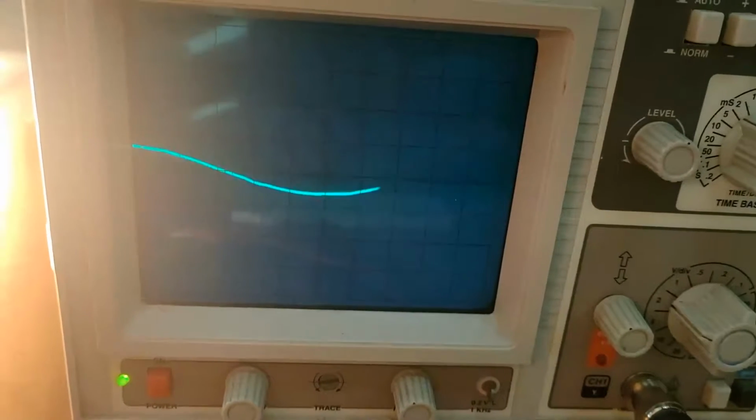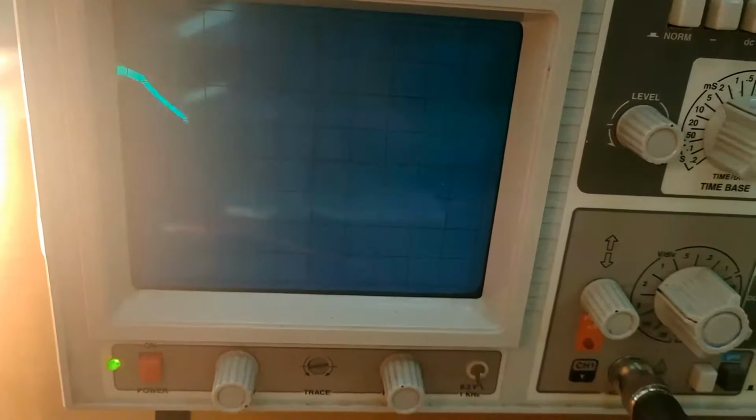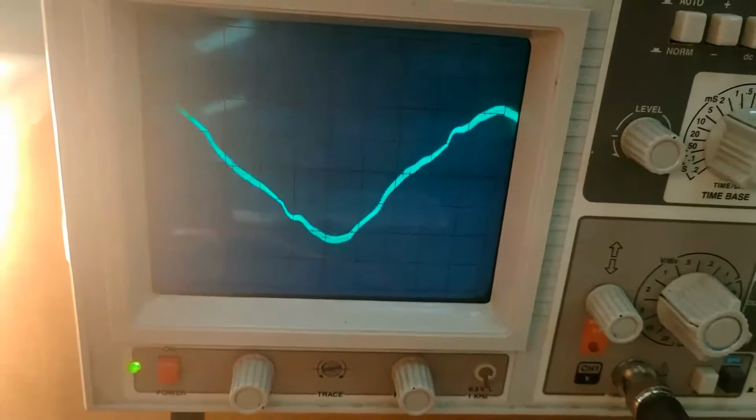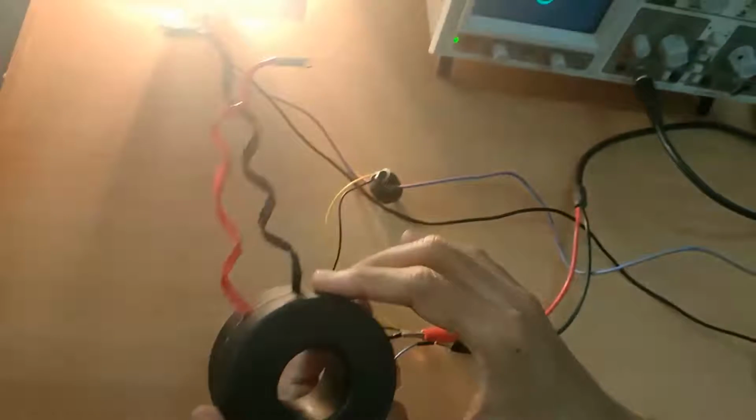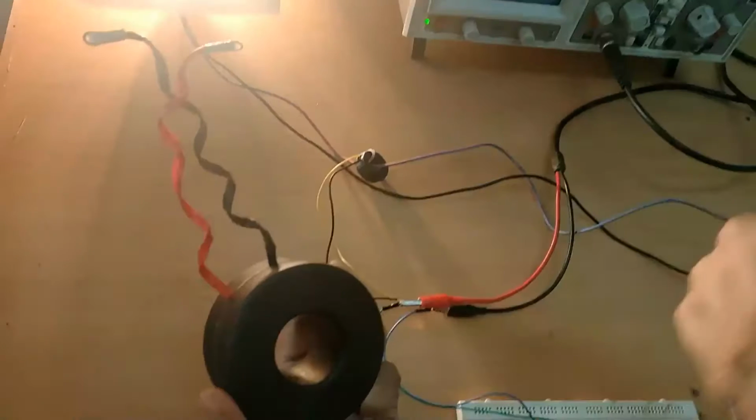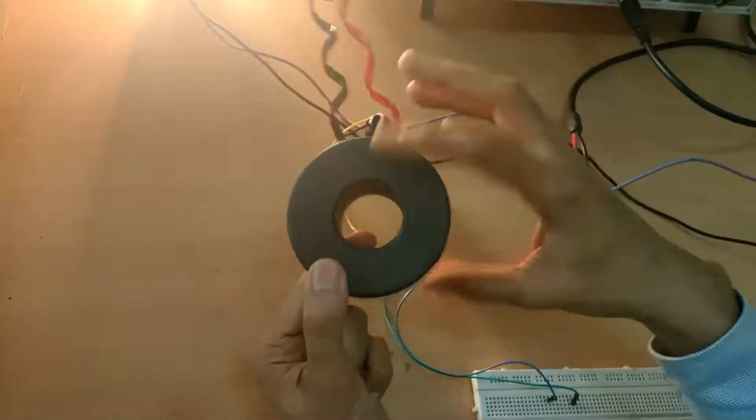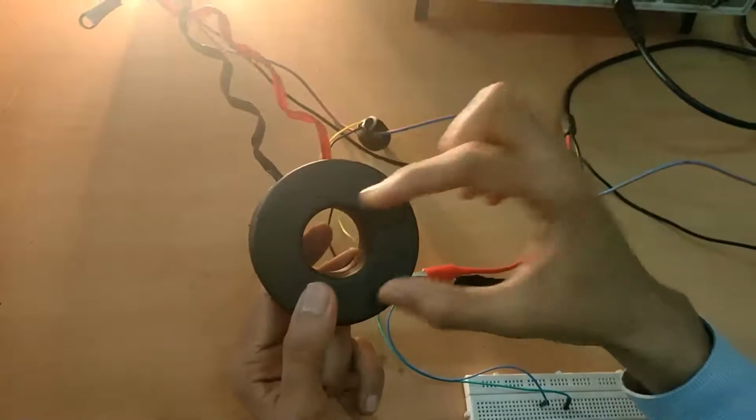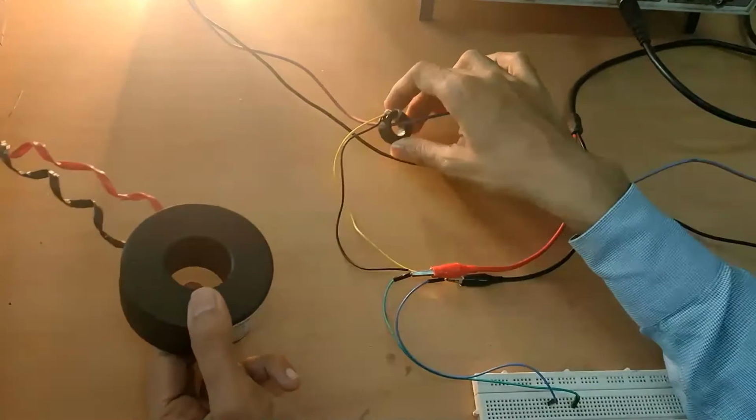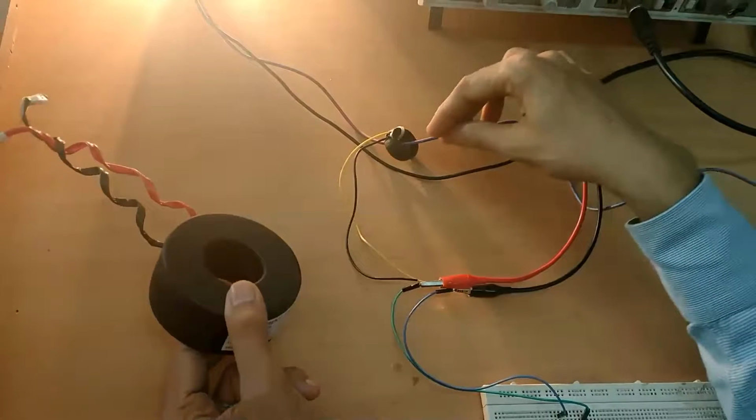So the output AC voltage is decreased. Now I am removing the burden resistor. The amplitude is increased. Now these big CTs are used for measurement of larger currents like 200 amperes, 300 amperes, 400 amperes and so on. These CTs have very high accuracy, whereas the small CT has lower accuracy and there is some kind of non-linearity.